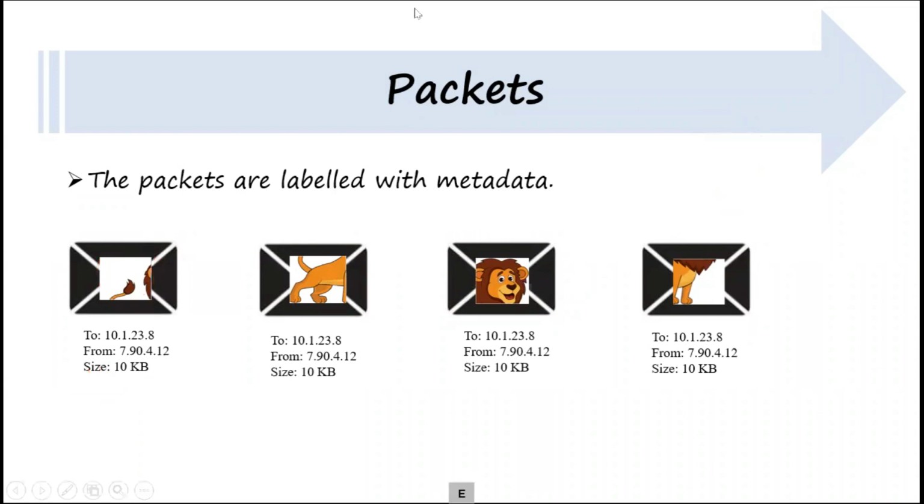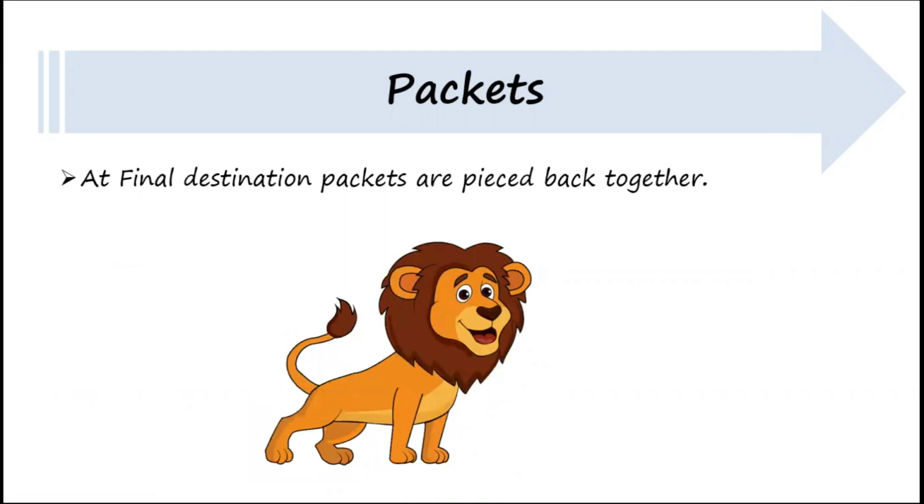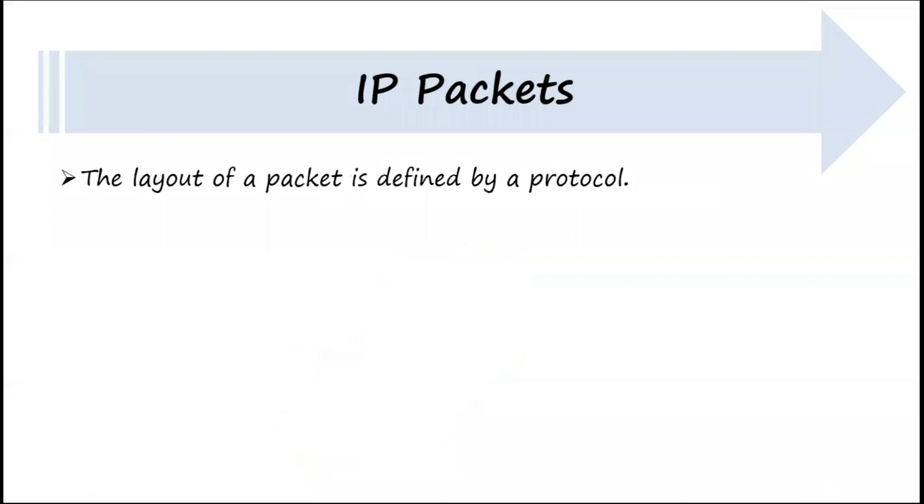So moving ahead, once these packets arrive at their final destination, they are pieced back together. Once they arrive at the final destination, they are joined back together, and then we have the final picture of the lion. This is how a normal image or a text or any number or any video or anything travels across the internet. Moving further, the layout of these packets, how and what information should be provided, comes under a certain protocol. Which protocol is that? That is your internet protocol.